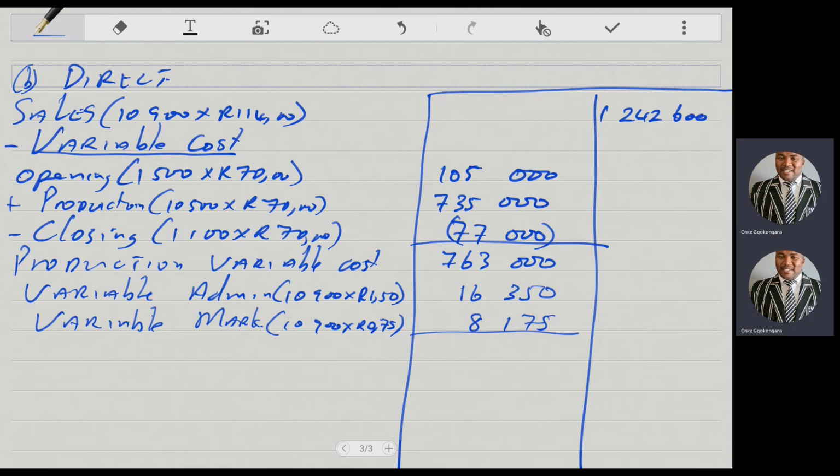And we add to that 763,000 the two figures, that is 16,350 plus 8,175. So our variable cost will be 787,525.